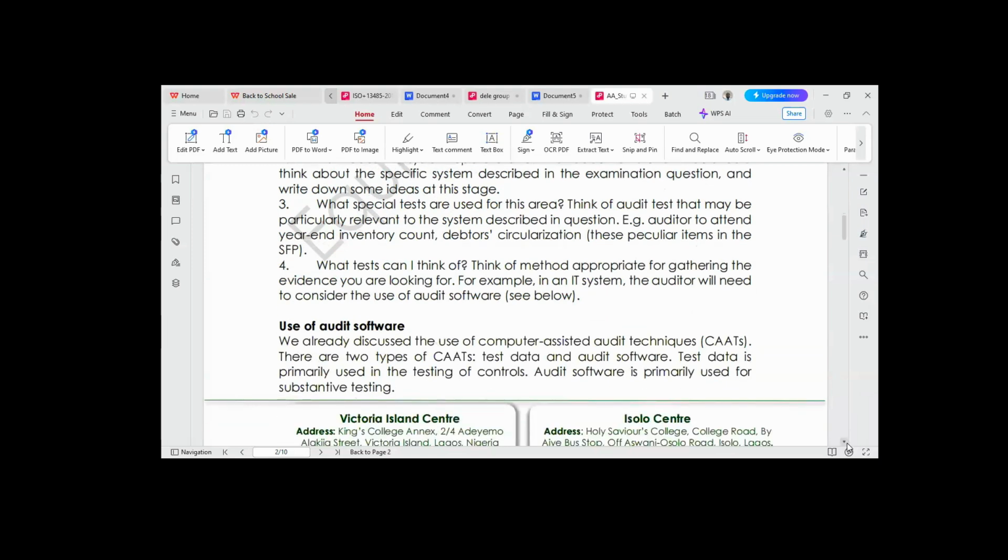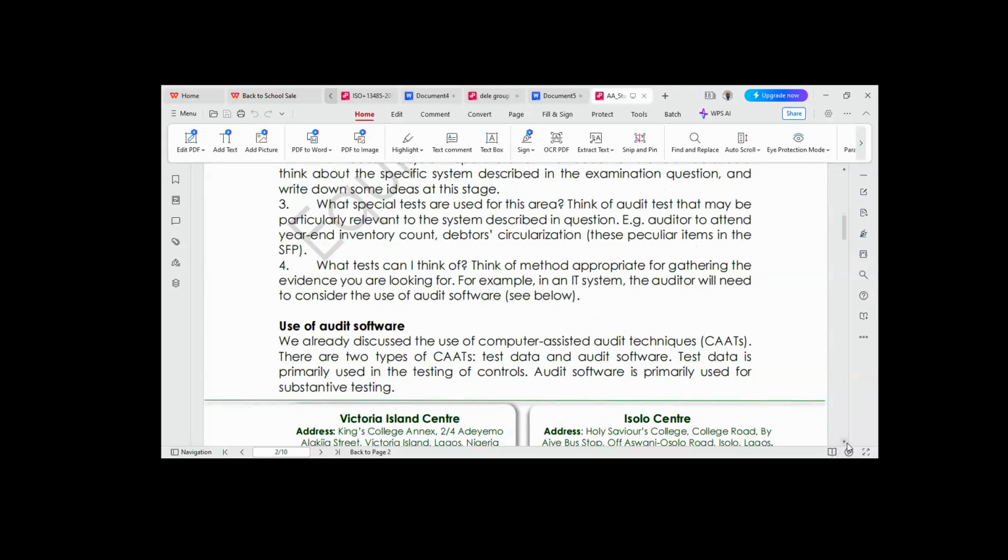Now, another thing we also need to look at is the role all this software plays. And remember, what do we mean by all this software? All this software is a type of computer-assisted audit technique. All right? All this software is what we call a type of computer-assisted audit technique, which I refer to as CATs.